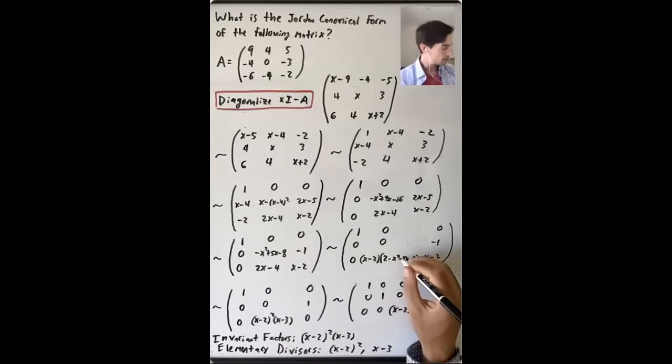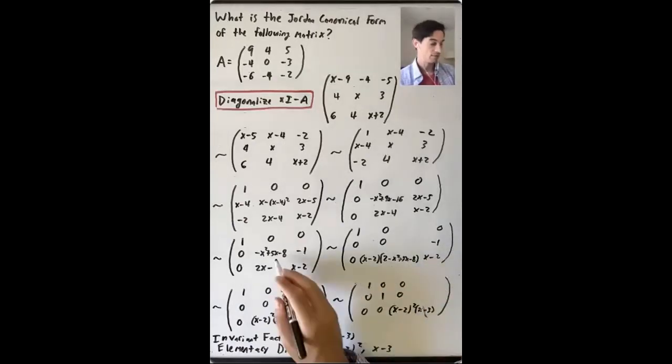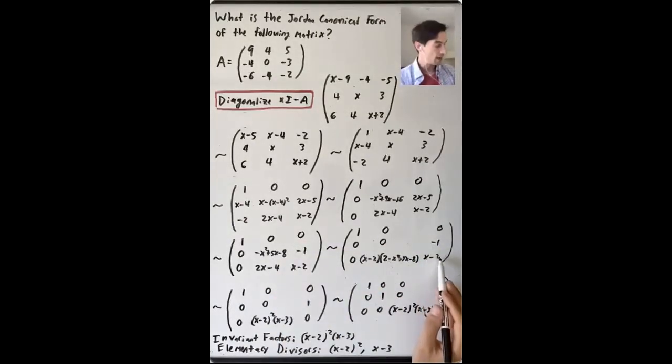Oh, I'm missing a sign in here. This should be a plus. Minus x squared plus 5x minus 8, right? The negative of this entry, and then x minus 2 here. And now I can multiply the second row by -1 to make this a 1, and I can zero out the entry in this corner here.